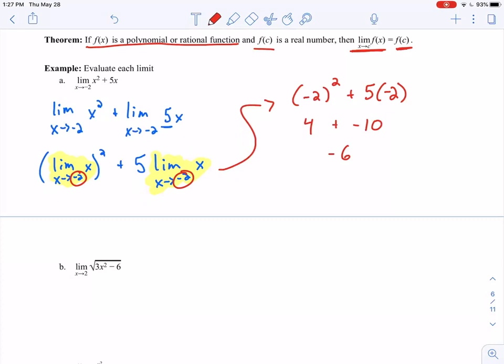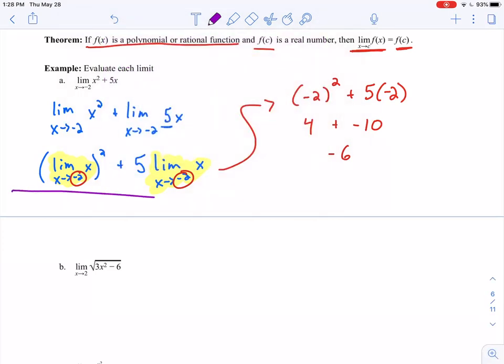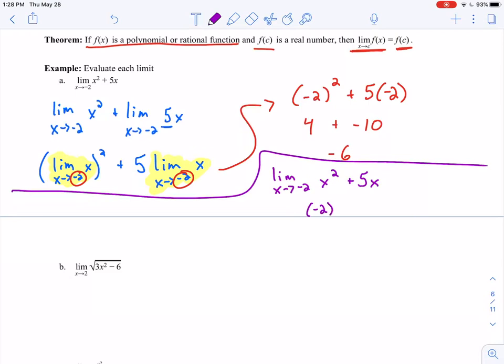So if I wanted to use that shortcut here, let me do that. Oh, let's do that in purple. How about this? So if I wanted to take a shortcut through this problem, if I wanted to say limit as x approaches -2 of x squared plus 5x, I can try taking -2 and plugging it in. As long as I end up with a real number, that's my limit. So here, this is a polynomial. It should not give me any problems. I'm going to take -2 and plug this in for x. So -2 squared plus 5 times -2. -2 squared, I've got +4.